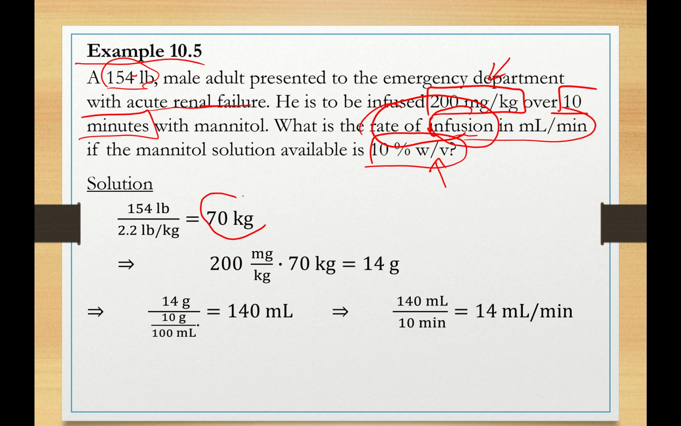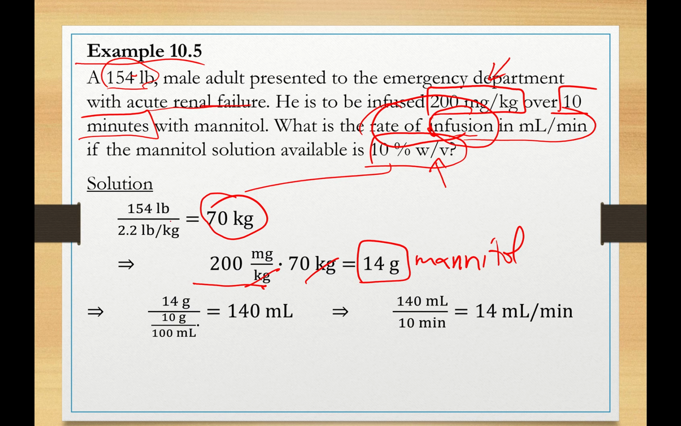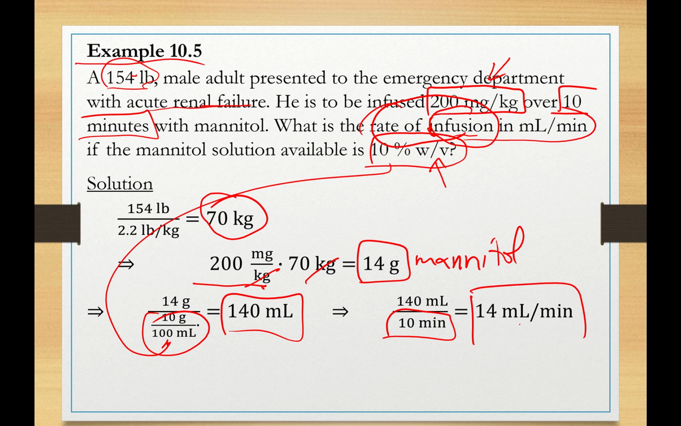The individual is 70 kilogram, multiply by 200 milligrams per kilogram, and you get 14 grams of mannitol. Divide by the concentration of mannitol solution, and you need to infuse 140 ml of mannitol solution. Divide by the time of infusion, and you get the rate of infusion being 14 ml per minute. This is a very fast rate. Okay.